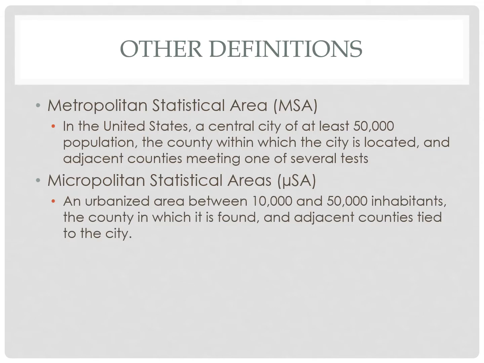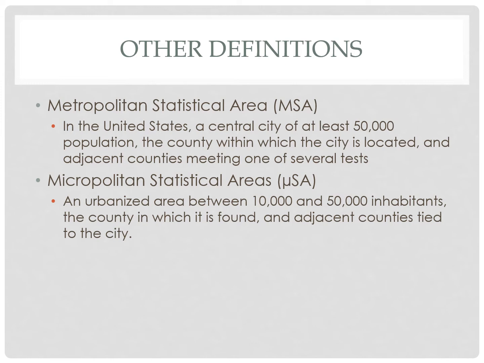Now, there are some other characteristics, other definitions of urban areas that we should certainly be familiar with. They're not definitions per se from our class vocabulary list, but they are different ways that urban areas can be defined. And so we're going to take a look at it. So we start out with a metropolitan statistical area, or MSA.